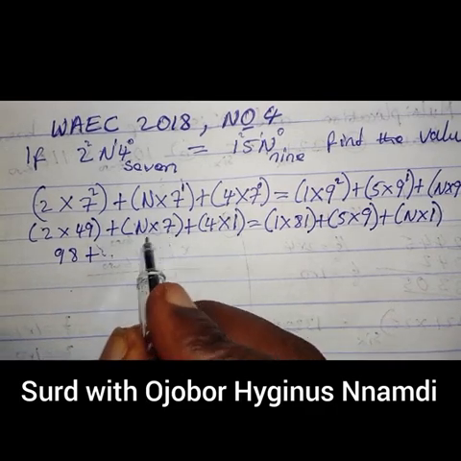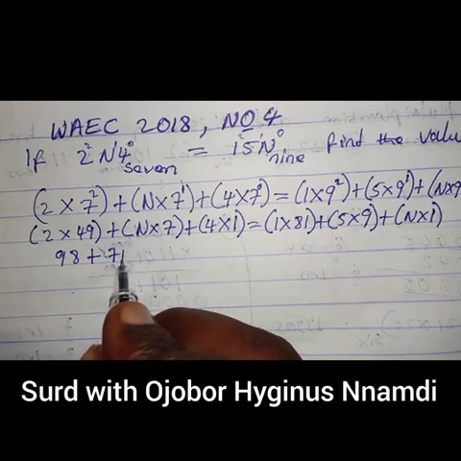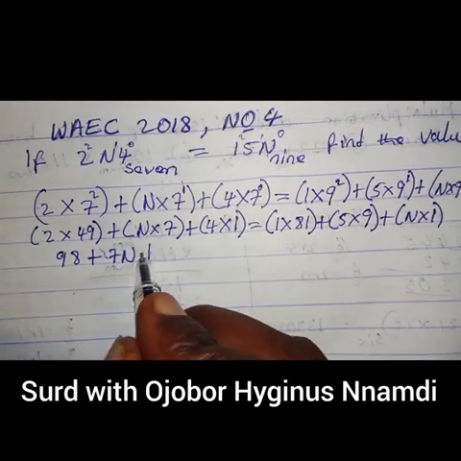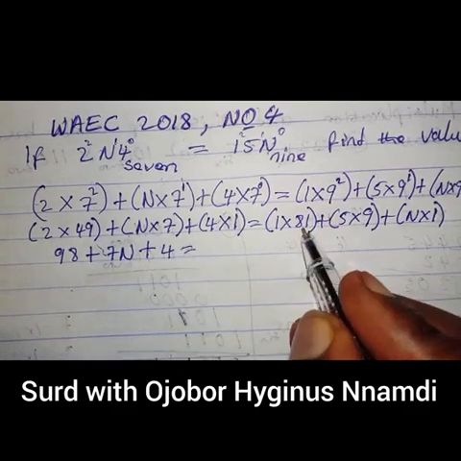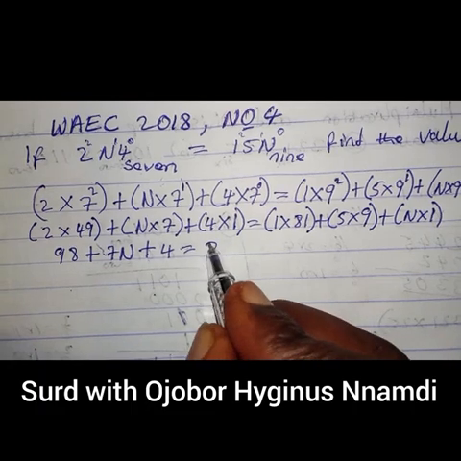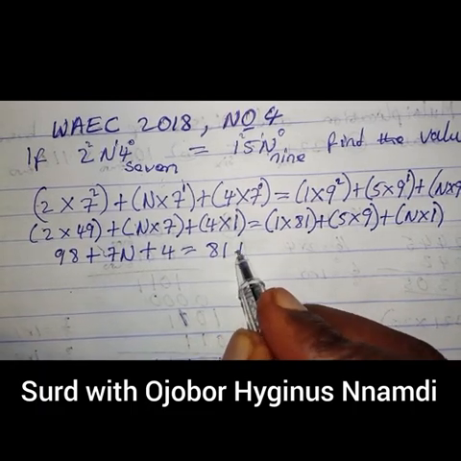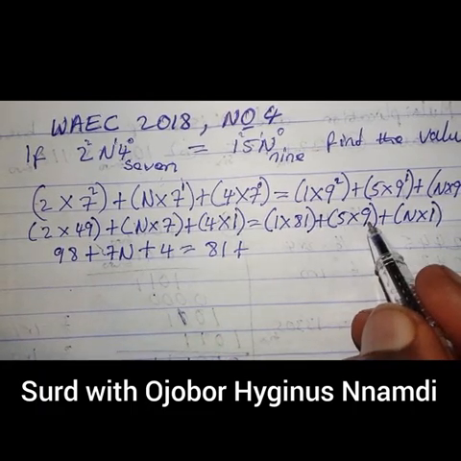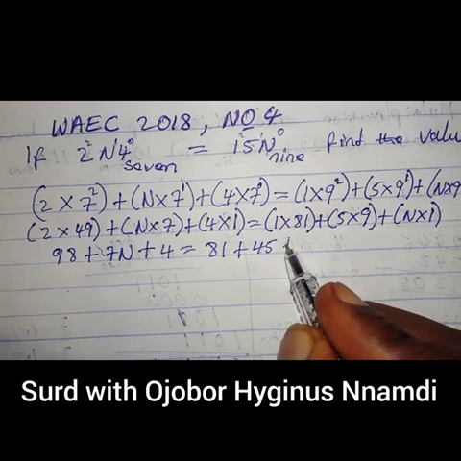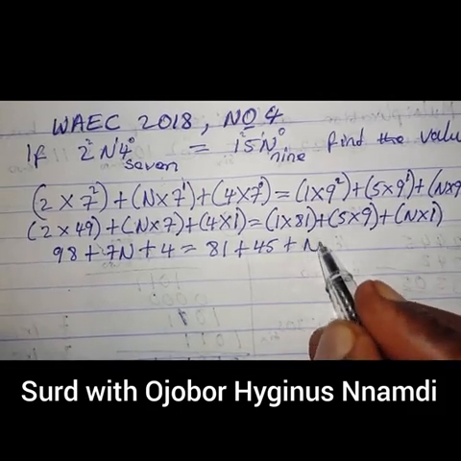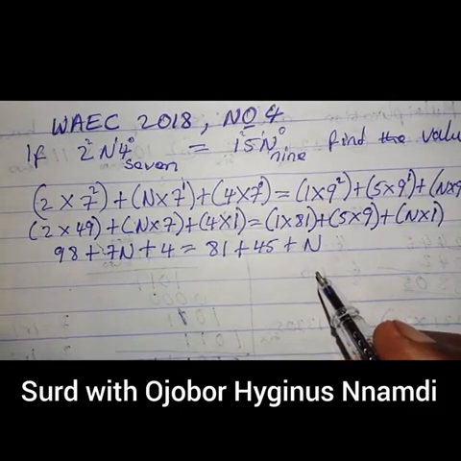Plus 7 times n will give us 7n. Plus 4 times 1 will give us 4. Equals 81 times 1 will still be 81. Plus 5 times 9 will give us 45. Plus n times 1 will give us n. So we collect like terms.